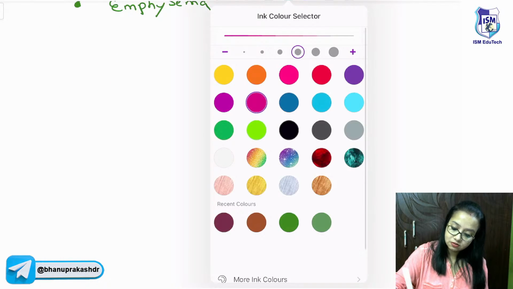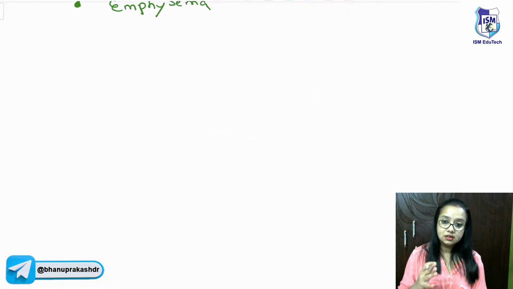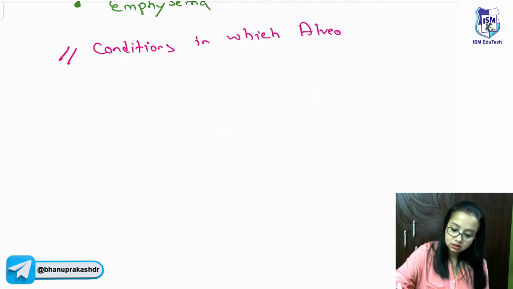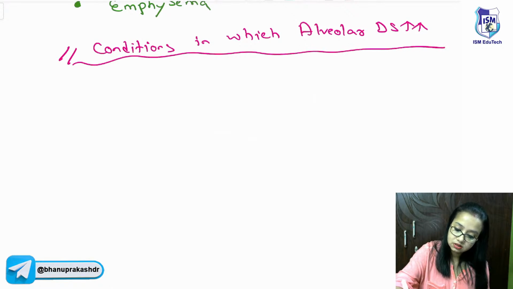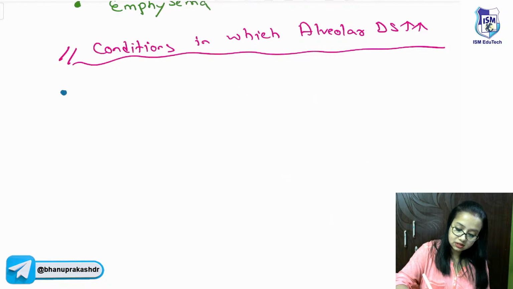Now the conditions in which the alveolar dead space increases. That means either there is gas in the alveoli but exchange is not taking place, or there is enough gas but not enough blood. Okay, so what are the conditions in which alveolar dead space increases?